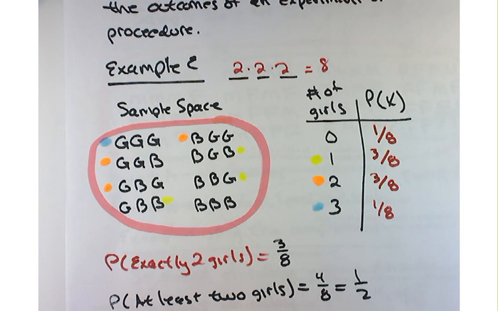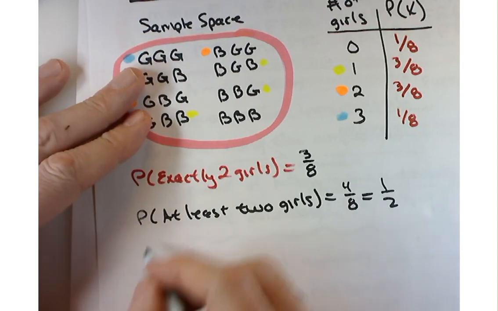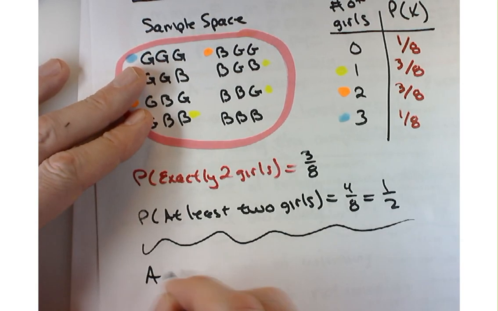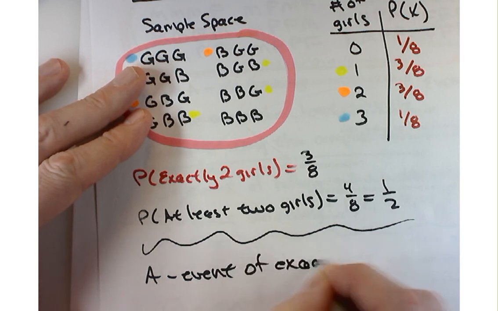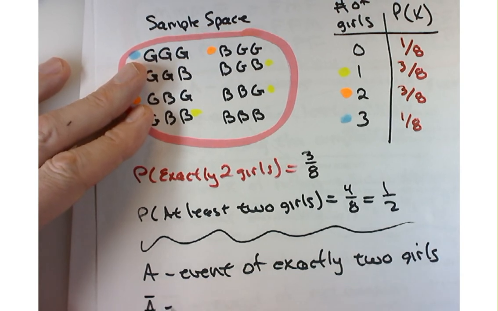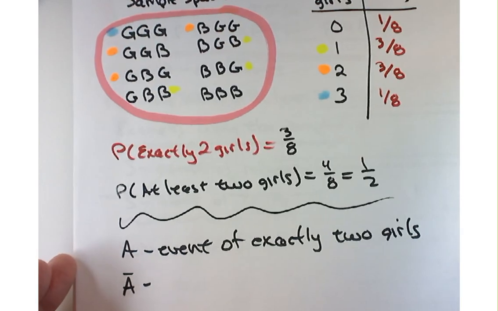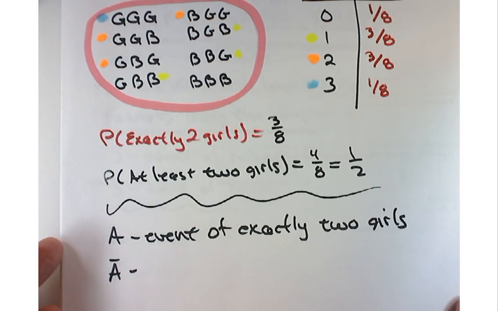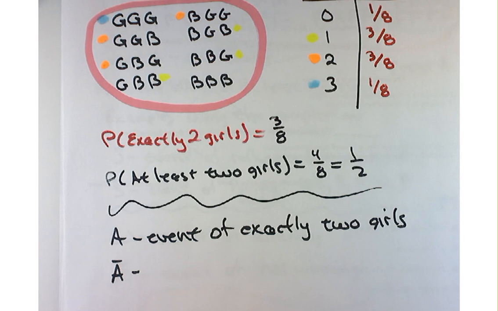Well, it depends what you define. I could use event A as being exactly 2 girls. So if event A is the event of exactly 2 girls, let's think about what A bar would be. That's a great question. What would A bar be? Well, it's the event of something other than exactly 2 girls, right?